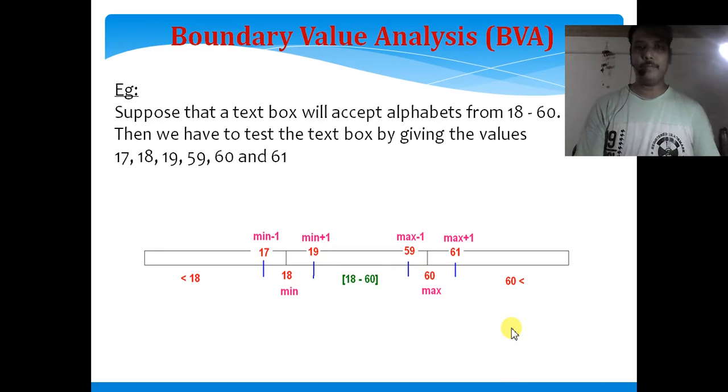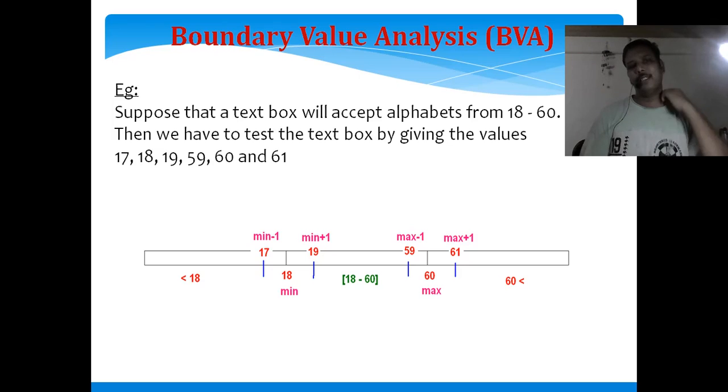Next we'll check with an example, the same example. Suppose there is a text box which accepts the number of alphabets from 18 to 60. Then we have to test the text box by giving values. The minimum is 18 and the maximum is 60. Minimum minus 1 is 17, minimum plus 1 is 19, maximum minus 1 is 59, maximum plus 1 is 61. So how many test cases? We have to write 6 test cases, 4 for valid and 2 for invalid.